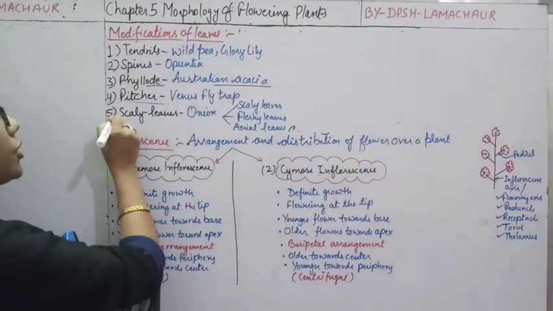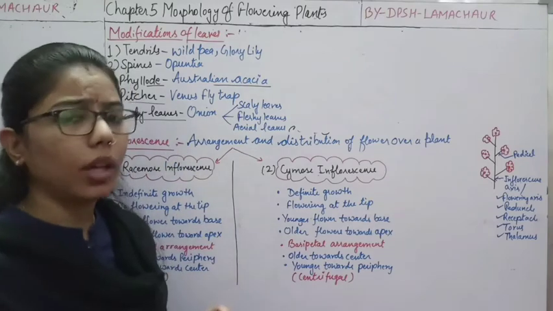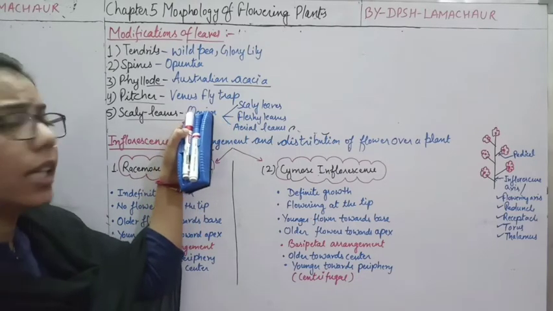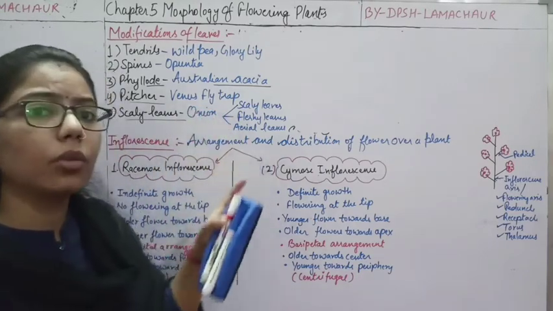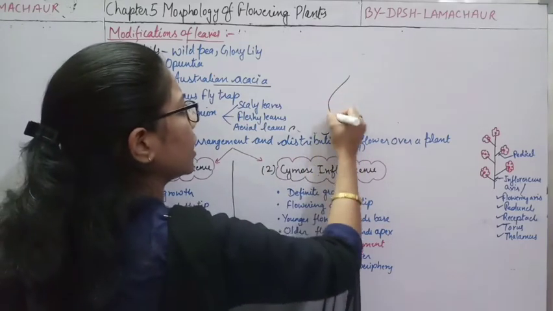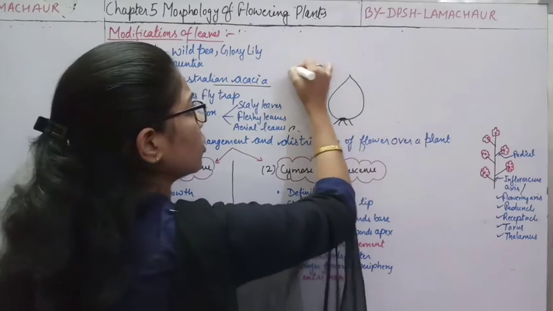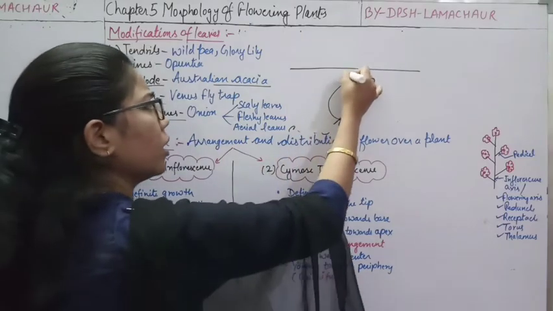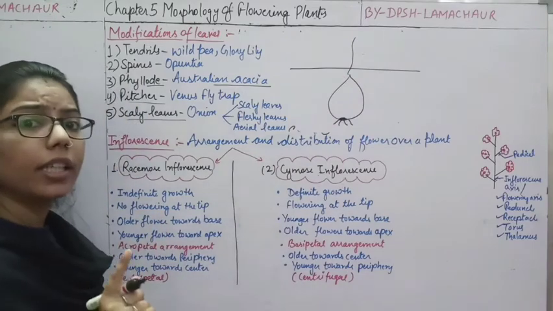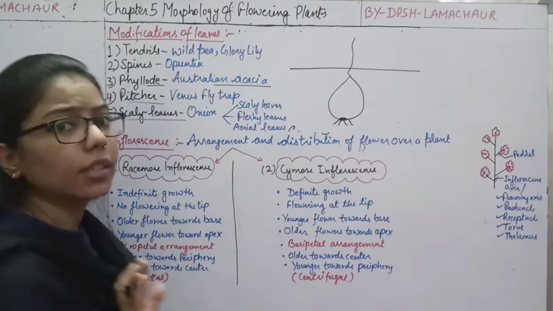Now another modification is scaly leaves, very important. In your NCERT only the structure of onion is given, whether it is an onion or garlic. In both cases you can see the leaves are transformed into some different parts. If you see the onion like this, it has a disc-like structure in the downward part, and we have done this in the case of stem. This onion is what? Onion is a modified stem.